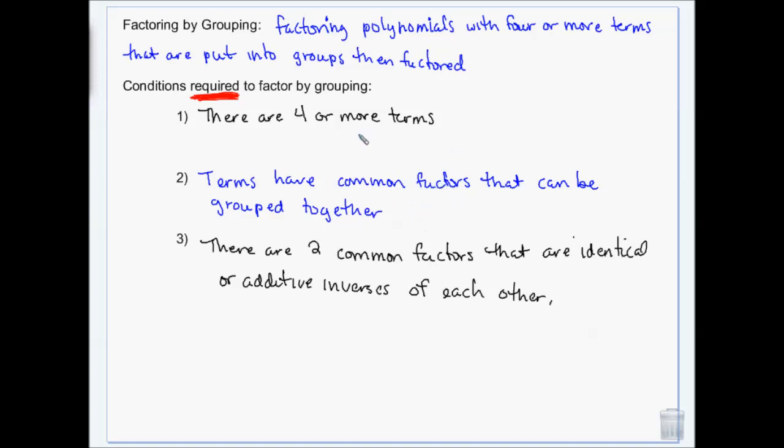So we'll go over some examples and I'll show you what that means. But basically, if you have 4 terms that have nothing in common, you can't group them. You can't do anything.